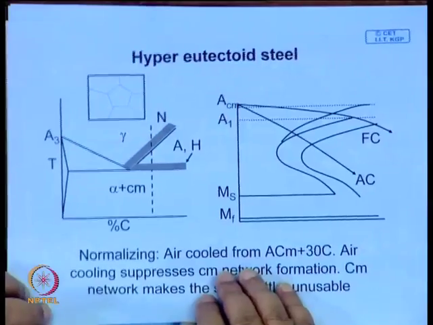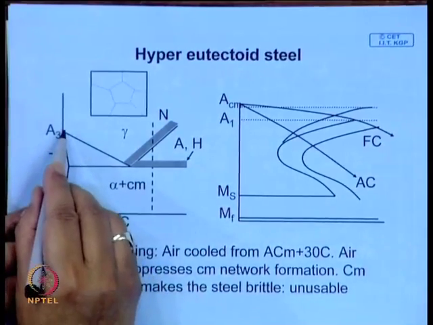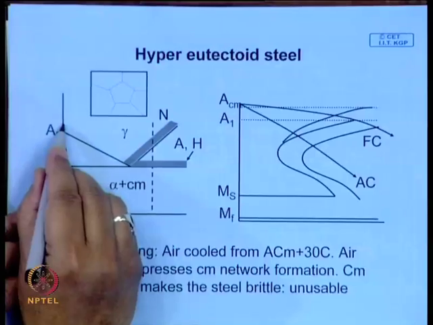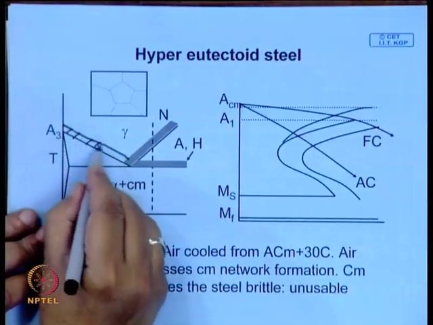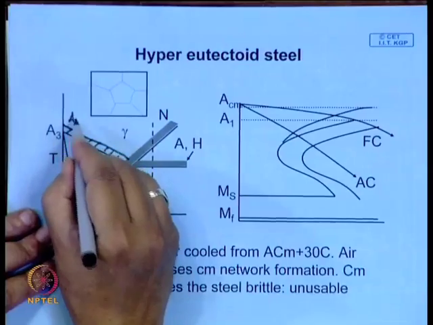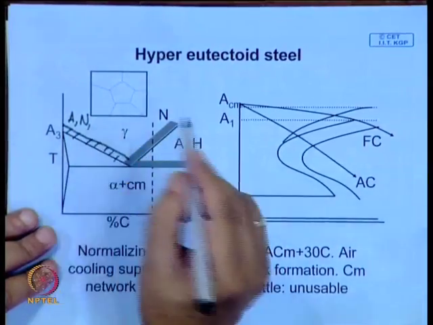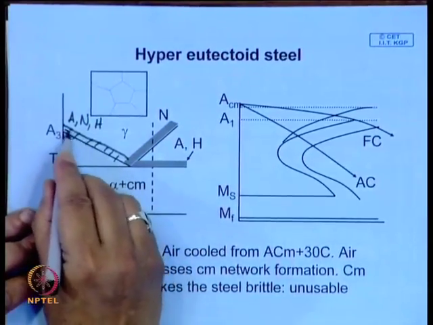Now, in the case of hypo-eutectoid steel, we have seen this side of the composition: irrespective of whether it is annealing, normalizing or hardening, you heat it in this temperature range.